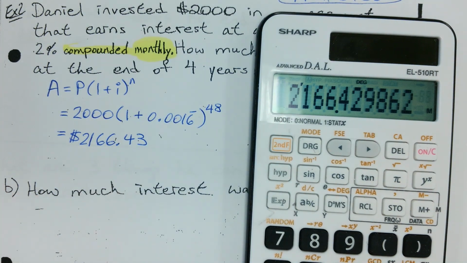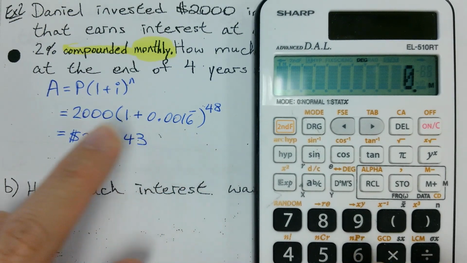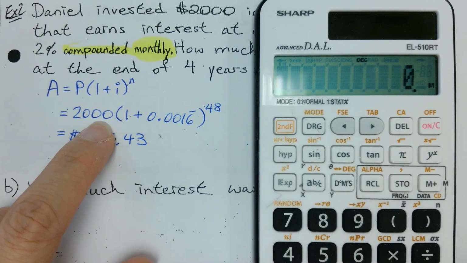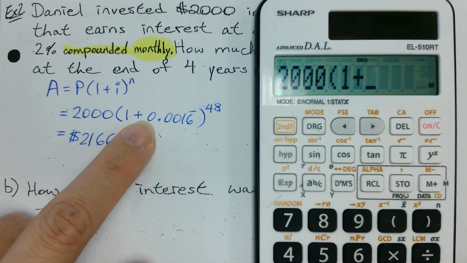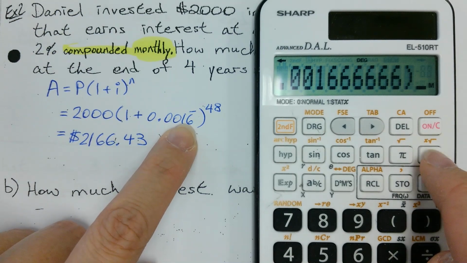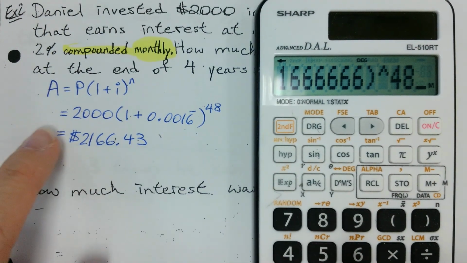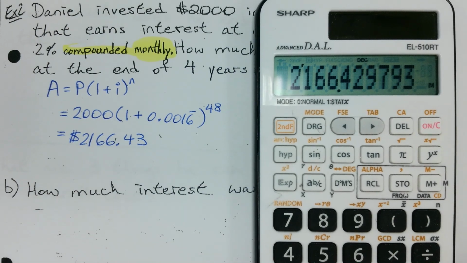How do you put the 6s in again for the 16? You would just push a bunch of 6s on your calculator. If I had a nice calculator like this, then I can simply do 2,000 bracket 1 plus 0.0016666666 like this, close bracket to the exponent 48. So I could type in all this in the calculator at once, and I will get the same answer. Depending on your calculator, you might have to do the math, or your calculator can do the math for you.